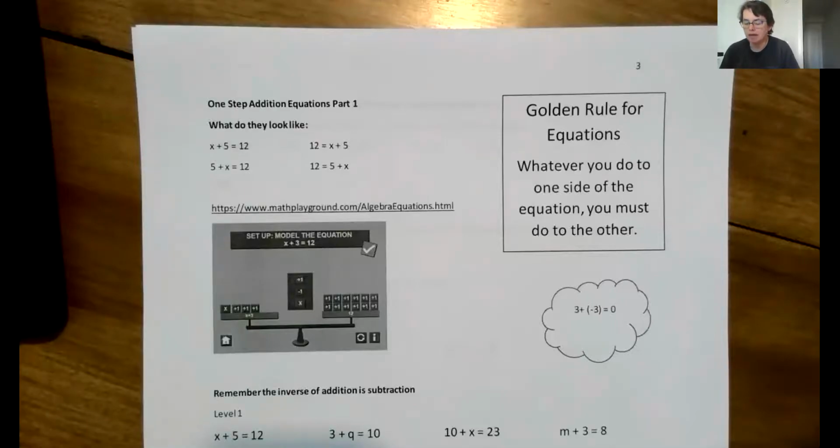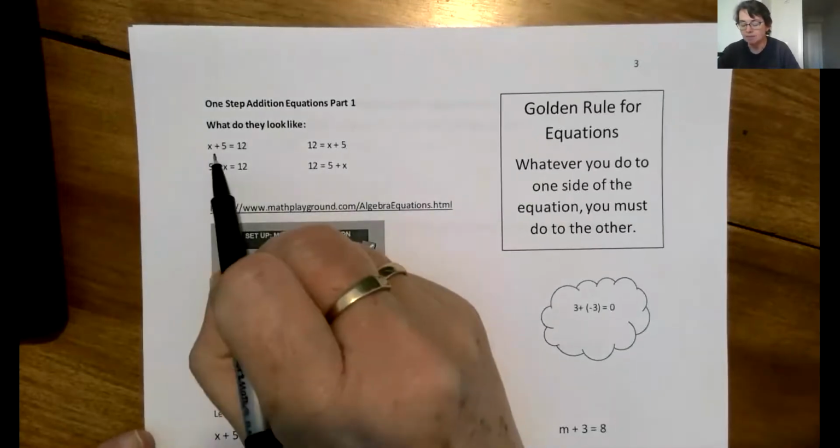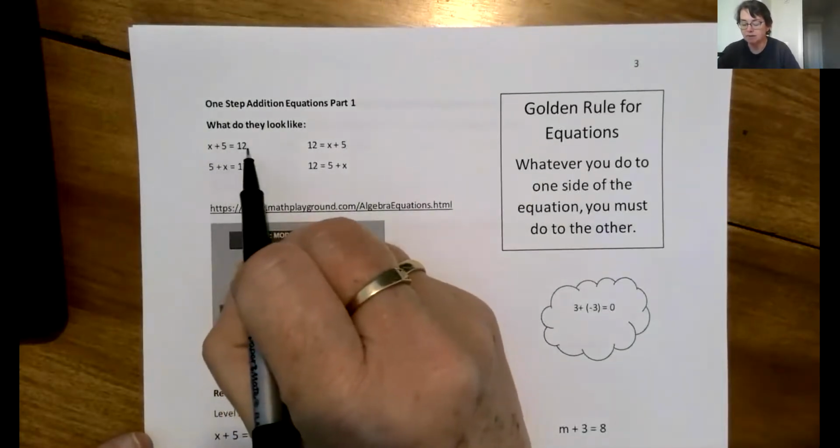Hi, we're going to look at one-step equations, and we're going to start with the addition one. So this is the first of two parts on this section. First thing I wanted to talk about is what do the equations actually look like? So they can be as simple as x plus 5 is 12.